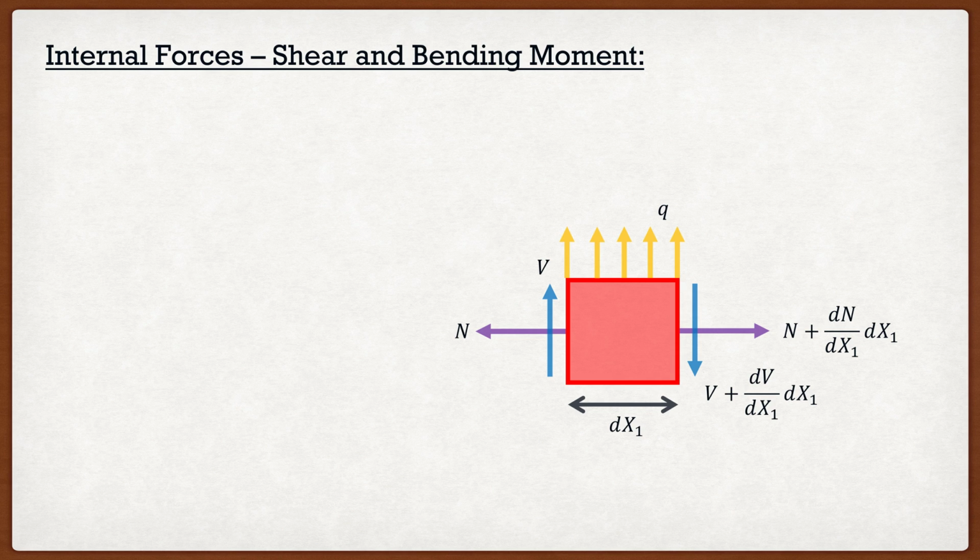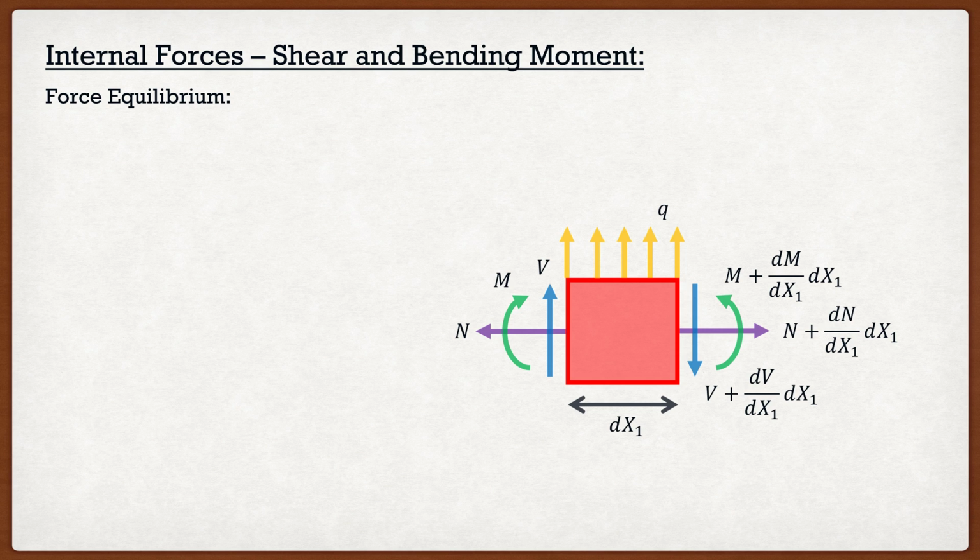And then my final internal force, of course, is going to be that bending moment. So on the left, I have my bending moment M, and on the right, I have my bending moment M plus the change in M over that width dx1. All right, so to start us off, we're going to look at force equilibrium.